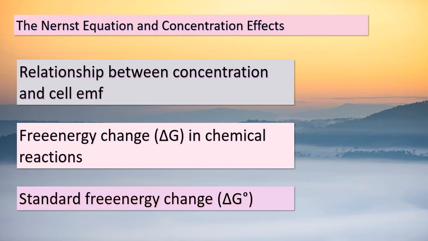Now, let's introduce the star of our show, the Nernst equation. This equation allows us to explore how changes in concentration influence cell EMF. It goes like this: ΔG equals ΔG° plus the product of the gas constant, R, temperature, and the natural logarithm of the reaction quotient. This equation is a powerful tool that helps us understand the connection between concentration and cell EMF. Keep in mind that it plays a crucial role in electrochemistry, giving us insights into how reactions happen in various conditions. Ready to uncover more? Let's proceed to the next topic.